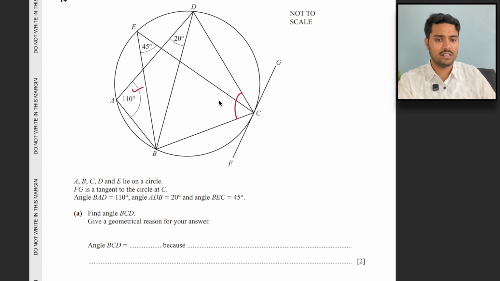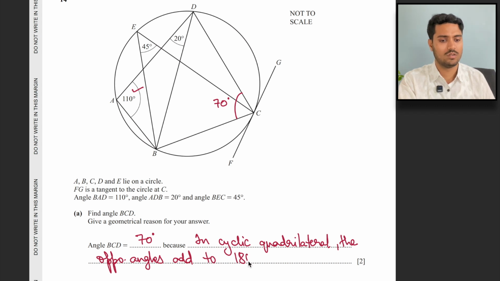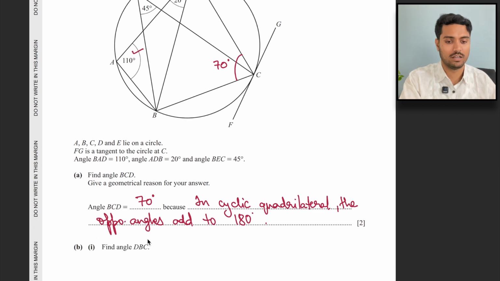So this angle is 110 degrees, so this angle is going to be 70 degrees, because in a cyclic quadrilateral the opposite angles add up to 180 degrees. The opposite angles add to 180 degrees, or the sum of the opposite angles is 180 degrees.